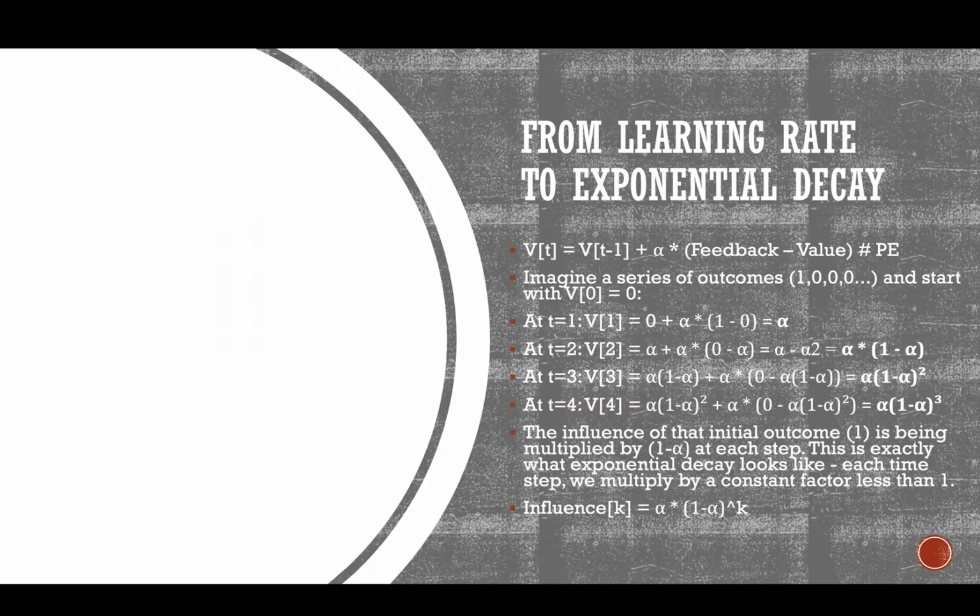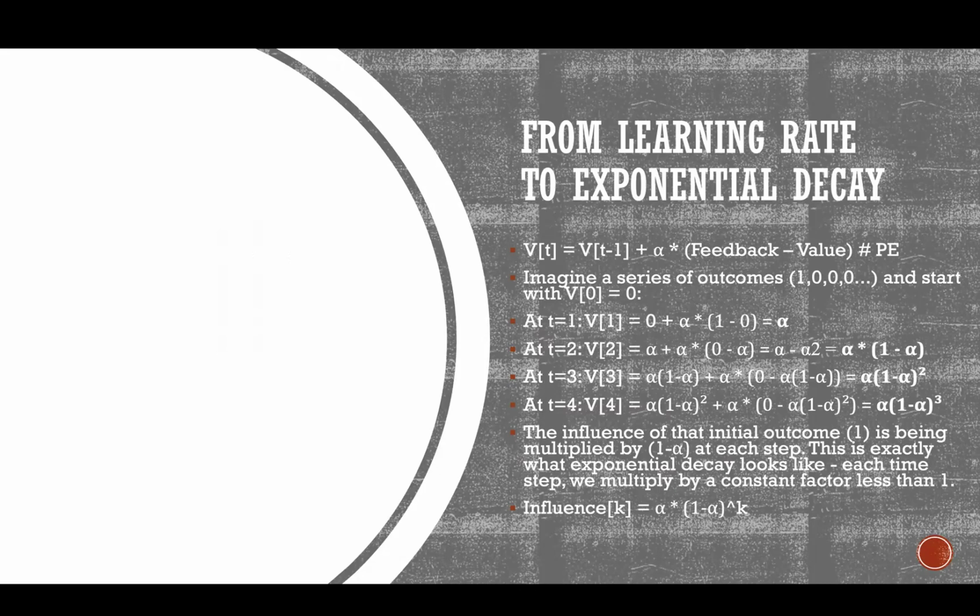Yes? Yeah, exactly. So this is the simplest possible version. You can run it with any sort of outcomes, but then it becomes harder to see the impact of the first choice because you reinforce it every now and then. So in a sense, the influence of a given feedback in time is given by alpha times 1 minus alpha to the power of k, with k being the distance between the current moment and the previous moment.